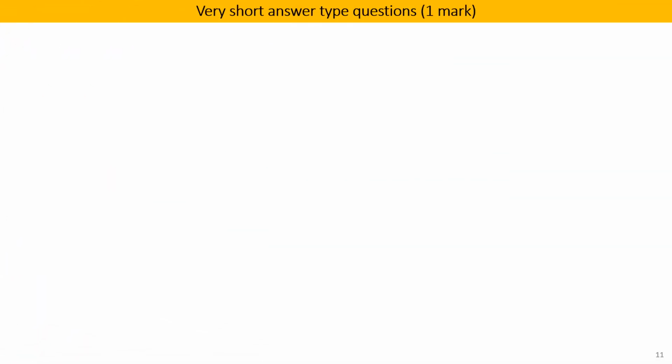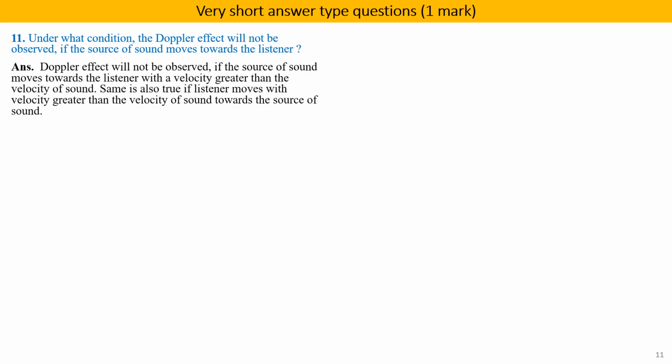We will continue with 1 mark questions and answers. Under what condition will the Doppler effect not be observed if the source of sound moves towards the listener? Answer. The Doppler effect will not be observed if the source of the sound moves towards the listener with a velocity greater than the velocity of sound.